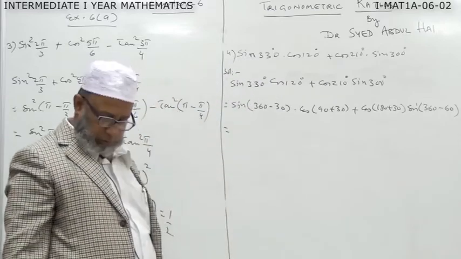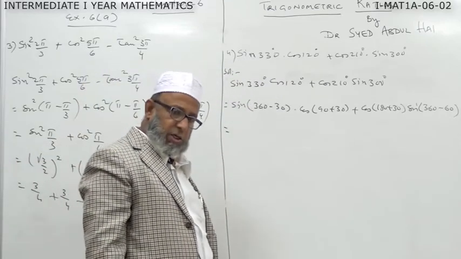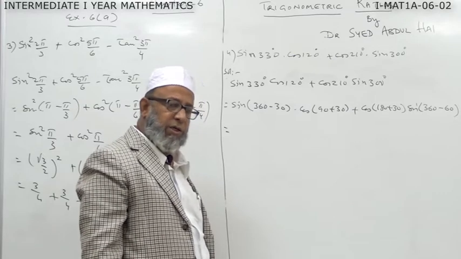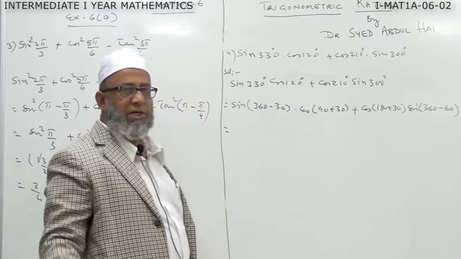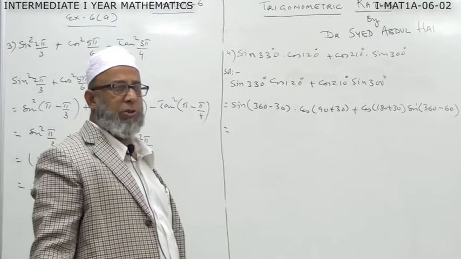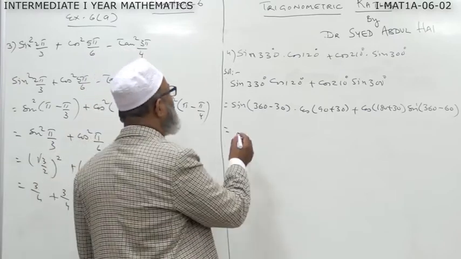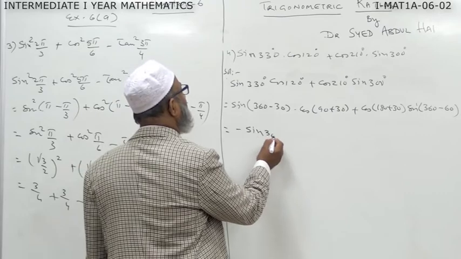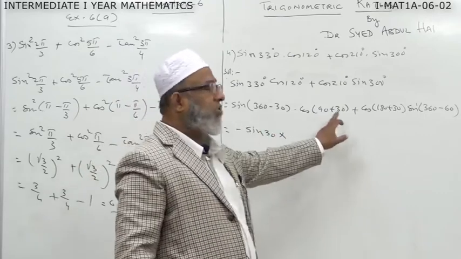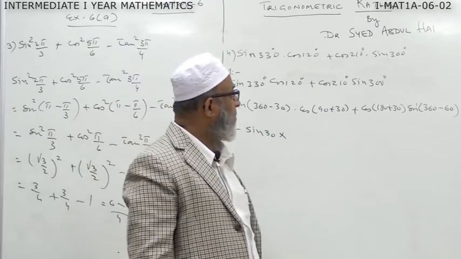360 minus theta. Which quadrant? Fourth quadrant. It lies on the left hand side. All silver teacups, cos is positive, therefore sin will be negative. So the answer is minus sin 30 into cos 90 plus theta.